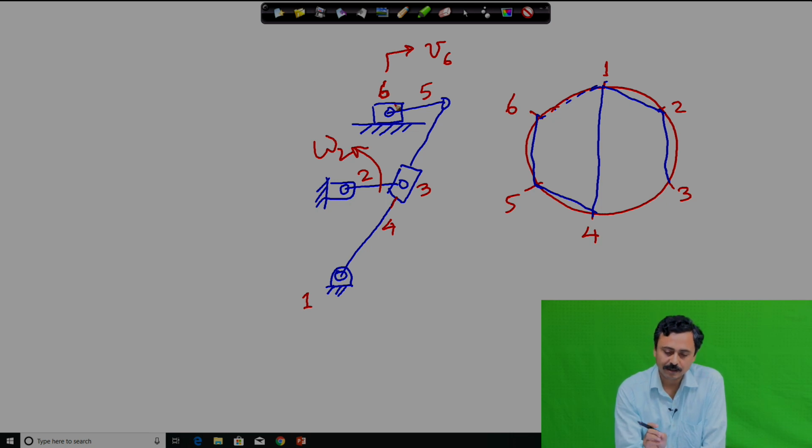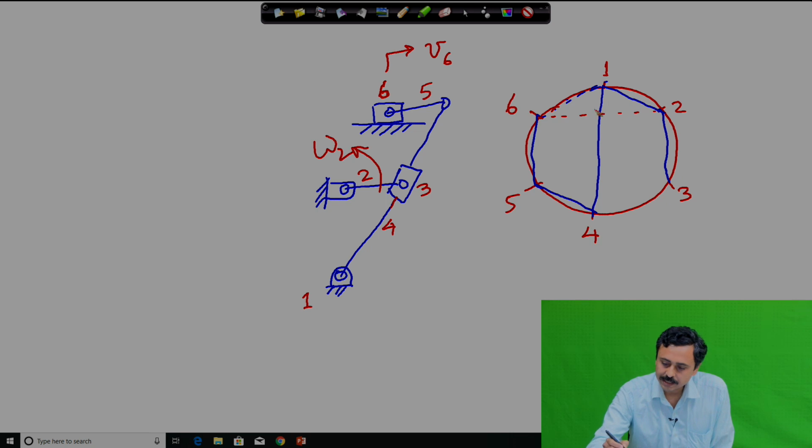But we can always try to locate 2 6. If we locate 2 6, then we can immediately find out the velocity of the slider 6, since we know the omega of link 2. So, relative IC I 2 6 will have the same velocity if it belongs to link 2 or it belongs to link 6. So, we want to really find out 2 6.